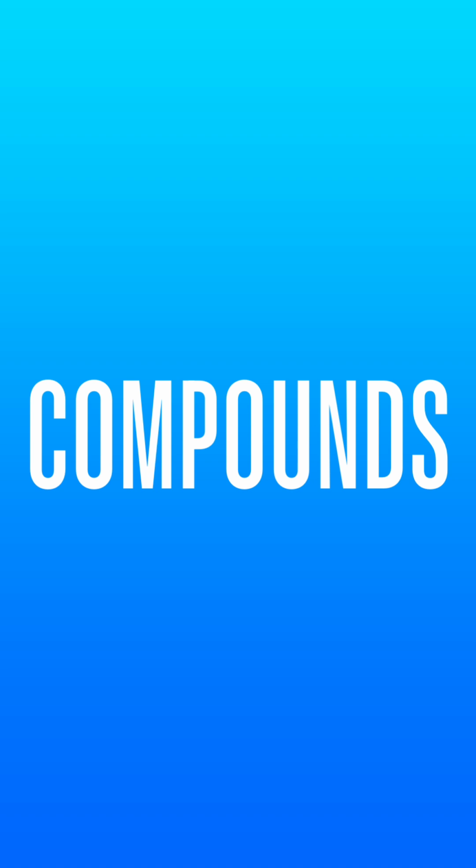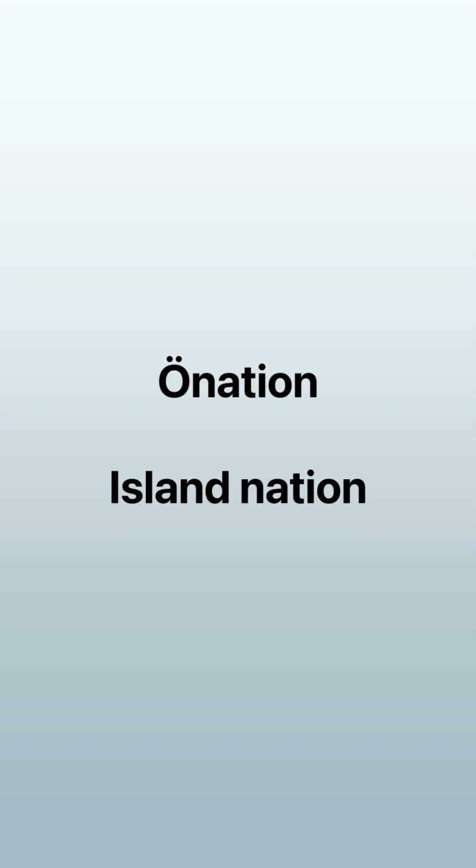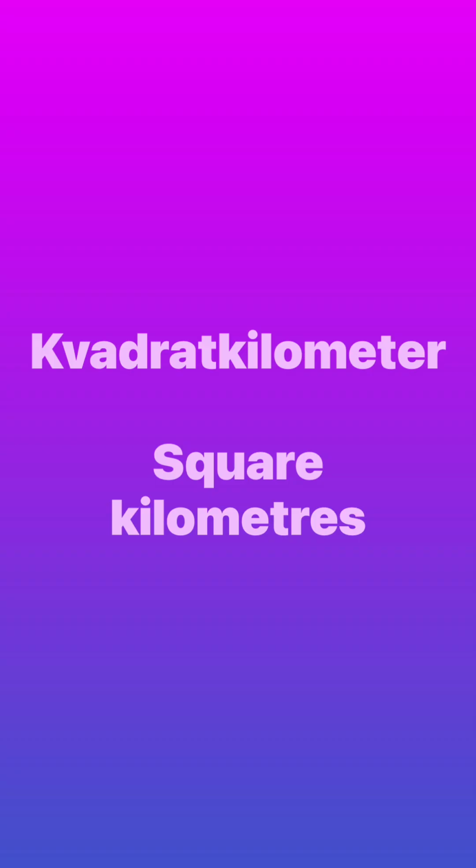Another key difference between English and Swedish is that Swedish uses a lot of compounds and it uses them consistently, while English sometimes uses compounds, sometimes uses hyphens, and sometimes writes words separately. Here are some examples. Here we see that Swedish writes önation as a compound, while island nation is written as two separate words in English. One more example of a compound is kvadratkilometer, which is square kilometers, or alternatively, kilometers squared in English.